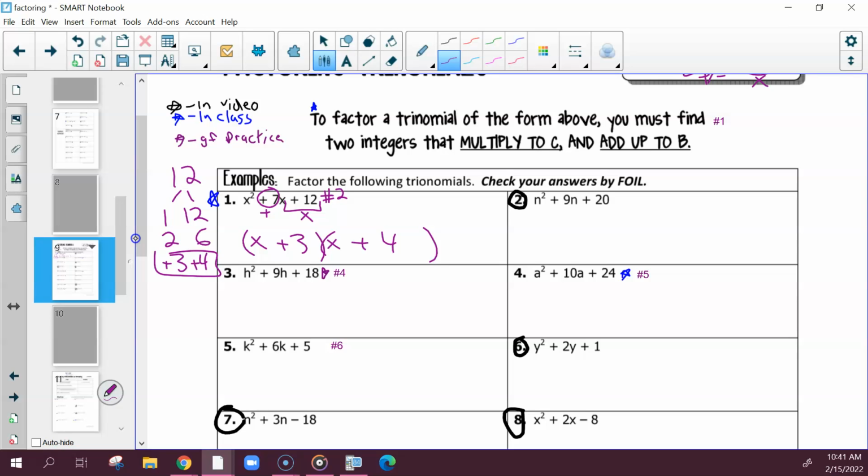To make sure this works, I'm going to distribute it back out, and then the bell will probably ring. This would be our final answer, but now I'm going to check our work. So x times x would give us x squared. x times 4 would give us 4x, 3 times x would give us 3x, and 3 times 4 would give us 12. If we add our like terms together, we get x squared plus 7x plus 12.